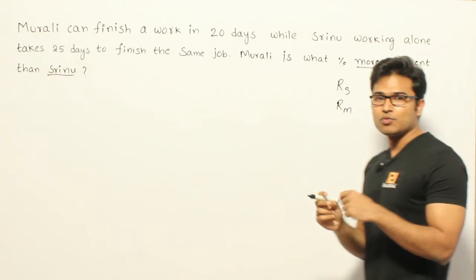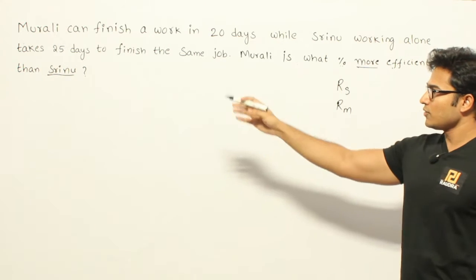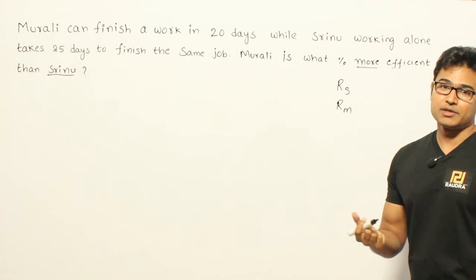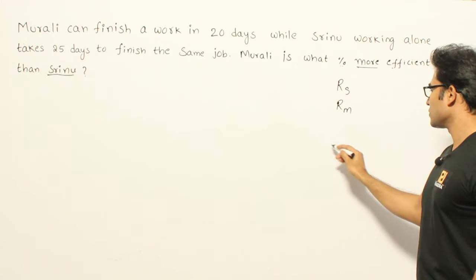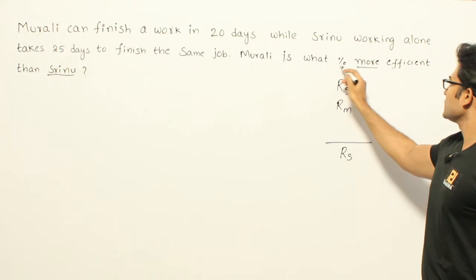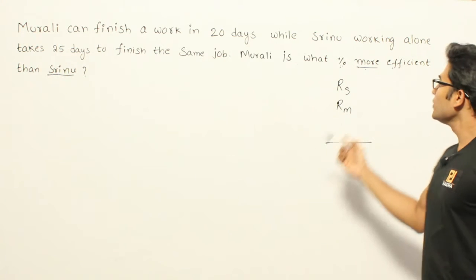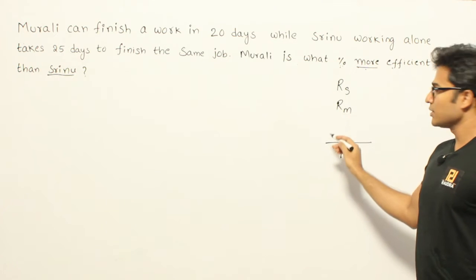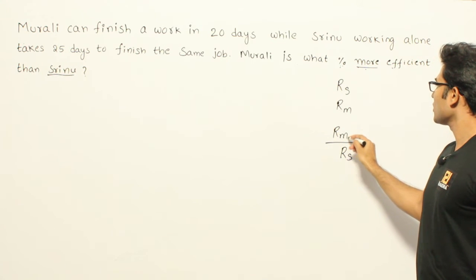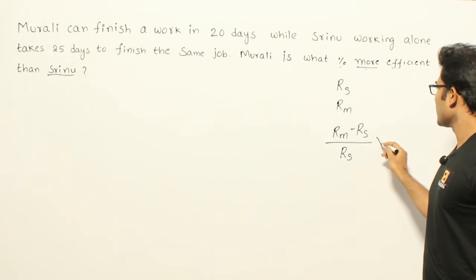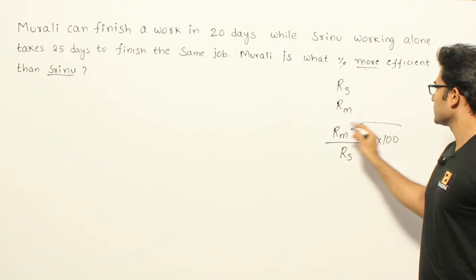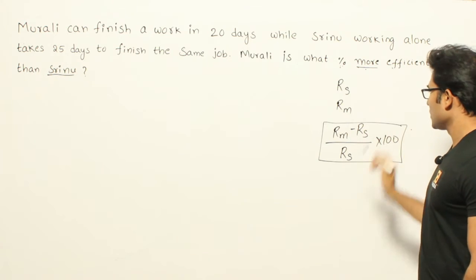Find the difference, put it in the numerator, and whatever comes after "than" goes in the denominator, okay? Srinu is there, therefore you are supposed to put Rs in the denominator. And "percent more": who is more? Murali is more, isn't it? So they are directly asking it. So Rm minus Rs into 100. This is the required thing.